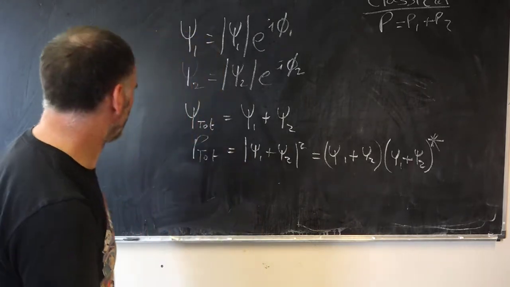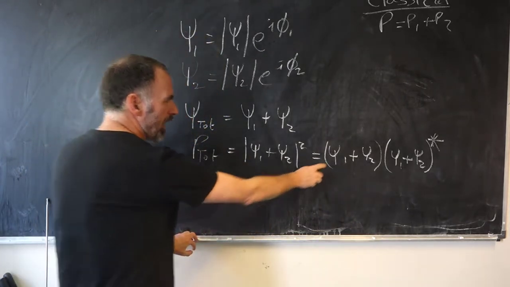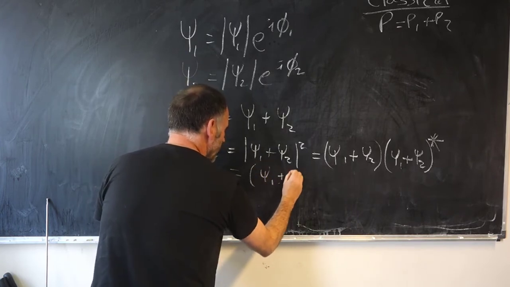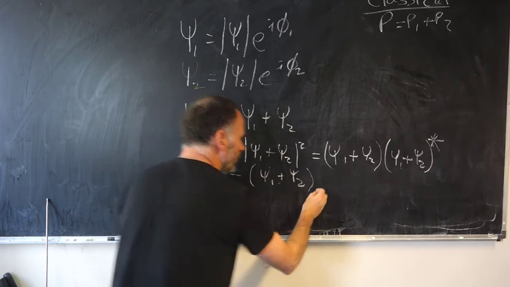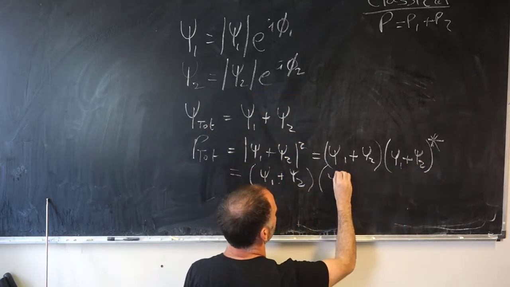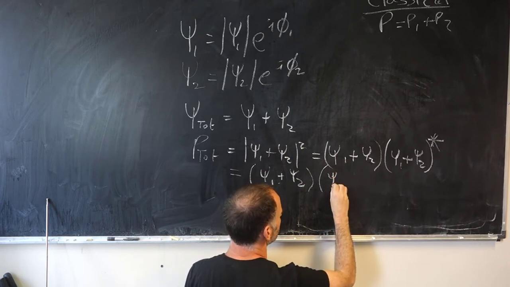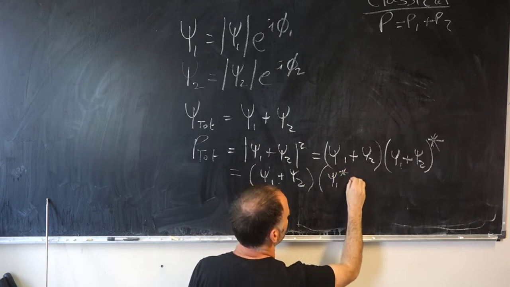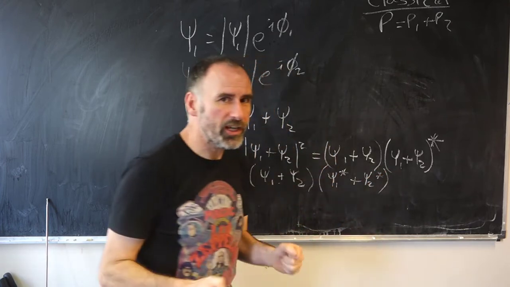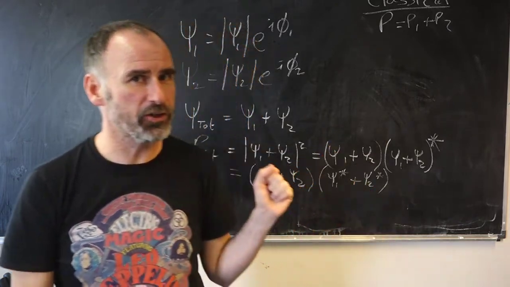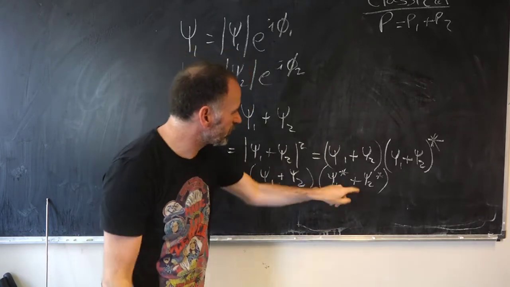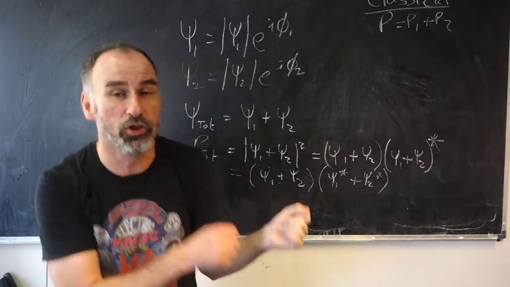Okay? Let's keep working this through. Now that is equal to psi1 plus psi2. And the complex conjugate of this is the same as the complex conjugate of psi1 plus the complex conjugate of psi2. If you don't see that, make sure you work it through and convince yourself of that with a couple of complex numbers. The complex conjugate of a sum of two is the same as the sum of the individual complex conjugates.